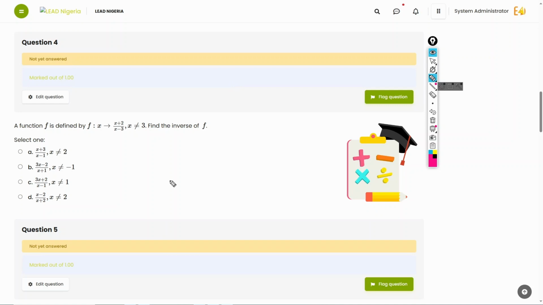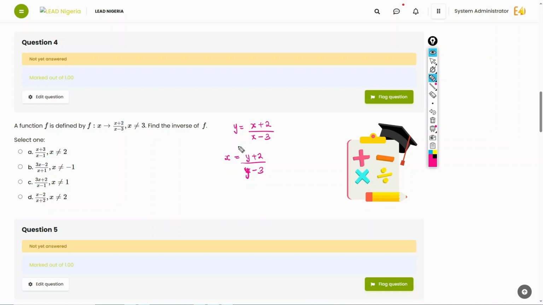Okay, so question 4 is saying it gives us a function. It says y is equal to x plus 2 over x minus 3, and it says to find the inverse of y. All right, so the first thing you do is you switch x and y. If I do that, I would have a new function. I'll have x is equal to y plus 2 over y minus 3. Right, so this y here already represents the inverse, right?